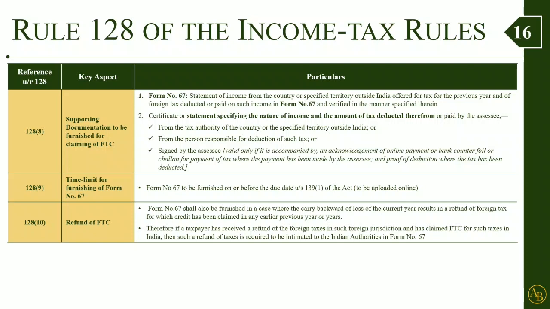Now guys, here Rule 128(8) deals with the supporting documentation to be furnished for claiming foreign tax credit. As you can see, as per Rule 128, Form number 67 needs to be filed on or before the due date of return of income to claim the tax credit for tax paid in the source country. So these are the documentation requirements to support that the tax credit is admissible on that particular income in India.